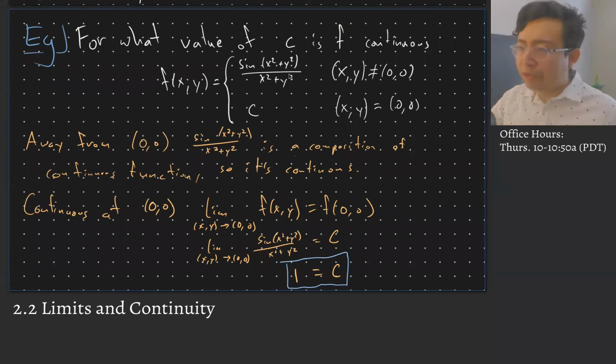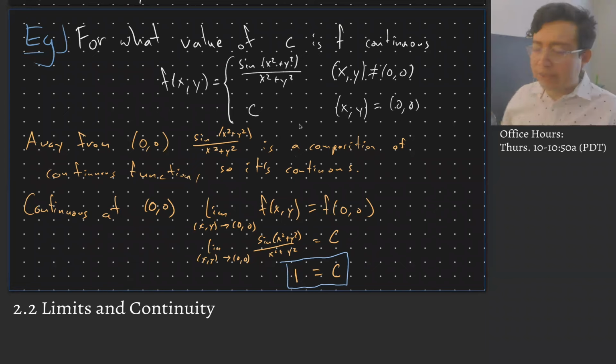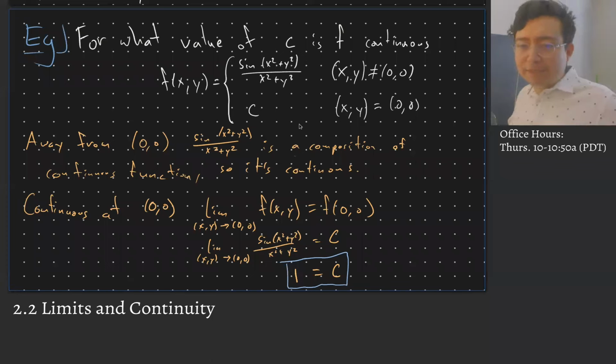So, for example, this function, sine of x squared plus y squared over x squared plus y squared, is not continuous because it's not continuous at the origin. But if we define this new function, which is mostly the same, except at the origin we give it some other value, in this case c equals 1, then now this function f(x, y) is continuous. Does that make sense?